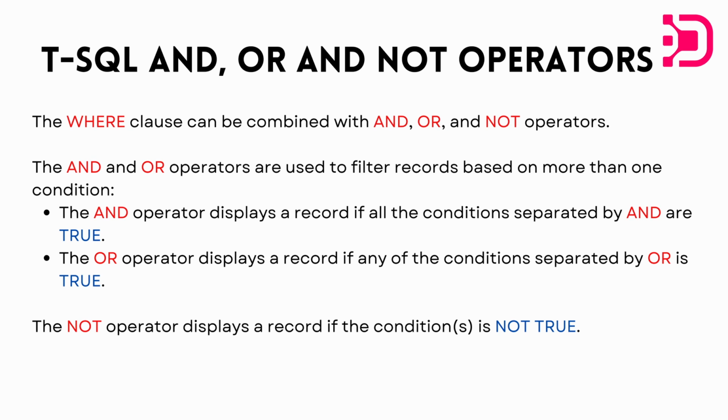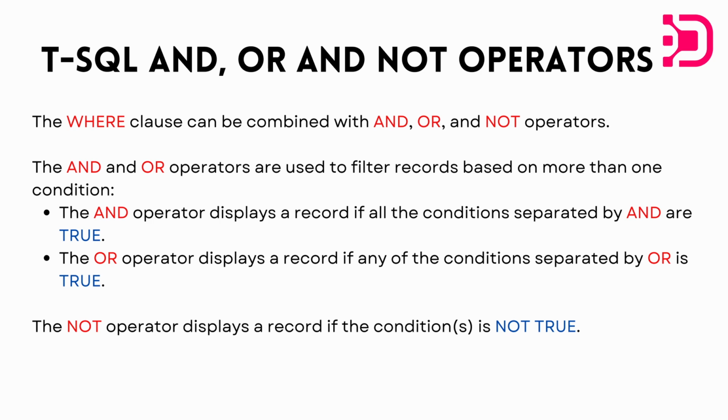And apart from that, there is the NOT operator. As the name would suggest, it displays a record if the condition is not true. That means if the condition is not met, then that data is returned. And it's very simple, similar to the operator which we had seen in the last video, the less than or greater than sign, which is also the not equals to operator. So it's very similar to that.